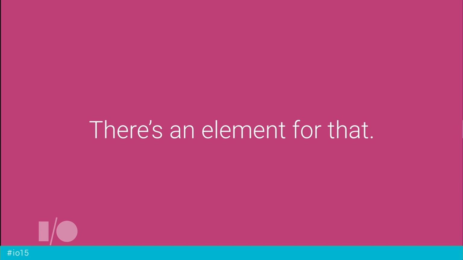For whatever problem you have as a developer, there's an element for that. And if there isn't, you can use Polymer to build your own, so that all the developers after you don't have to. But what elements are there, and how do you navigate this ecosystem? So to answer that, I'd like to invite onto the stage Taylor Savage, product manager for Polymer.